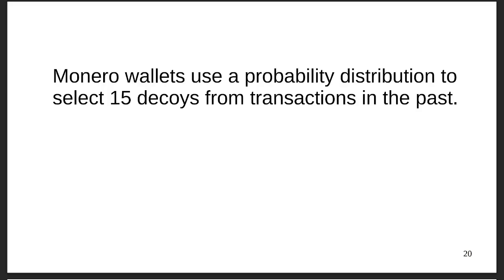Monero wallets use a probability distribution to select 15 decoys from transactions in the past. We will walk through a visualization of that process. Then, we will see how it can go wrong and give an advantage to an adversary that wants to reduce the privacy of Monero users.